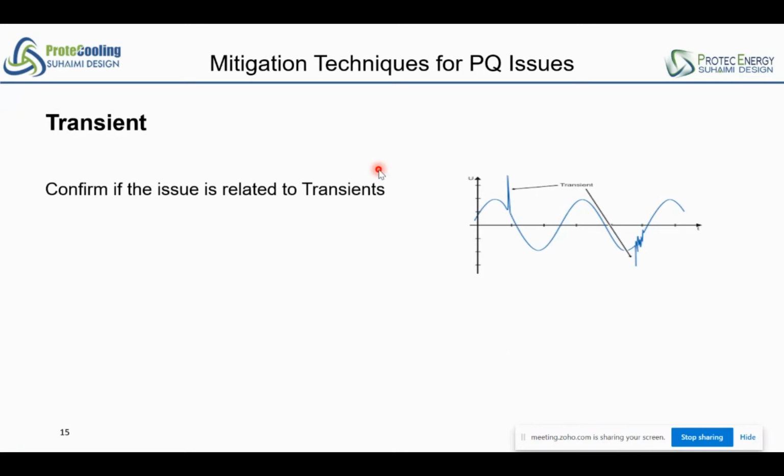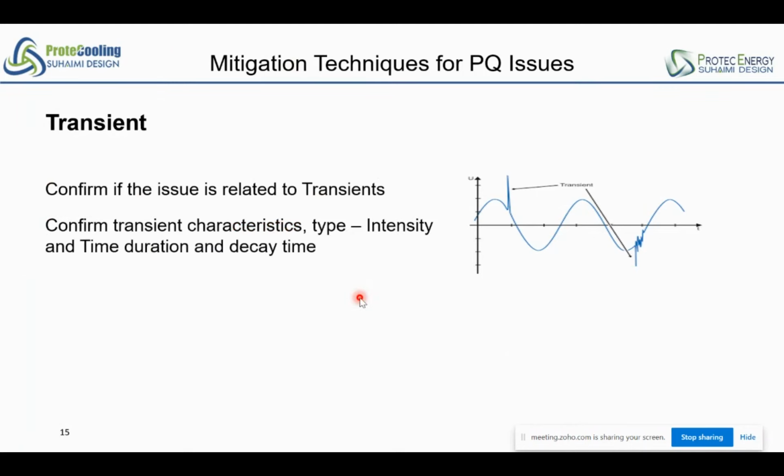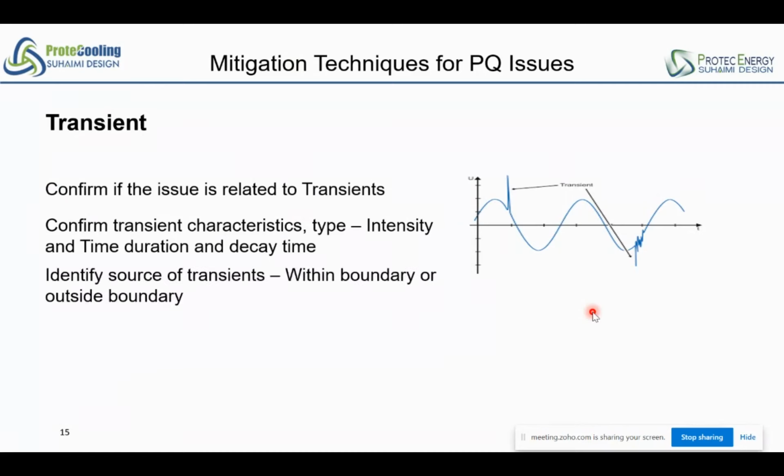So we need to be very sure that the issue is related to transients. Then we need to confirm the transient characteristics, that is the type, its intensity, time duration, and decay time. Identify the source of the transient, whether it is within the boundary or outside the boundary. The sources of transients are mainly capacitor banks, switching devices, or lightning. For lightning, we can't do anything. But the other in-house sources, mainly capacitor banks, we can work on.